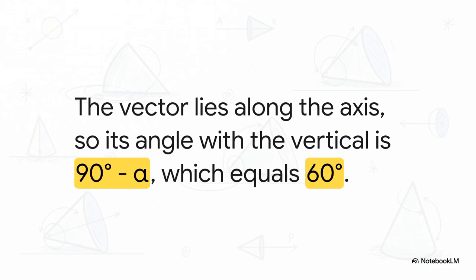The question also asks for the angle the omega vector makes with the vertical. Well, remember, the angular velocity vector points along our instantaneous axis. And if you just look at the geometry, that axis makes an angle alpha with the horizontal ground. So its angle with the vertical is just going to be 90 degrees minus alpha. For us, that comes out to a nice, clean 60 degrees.